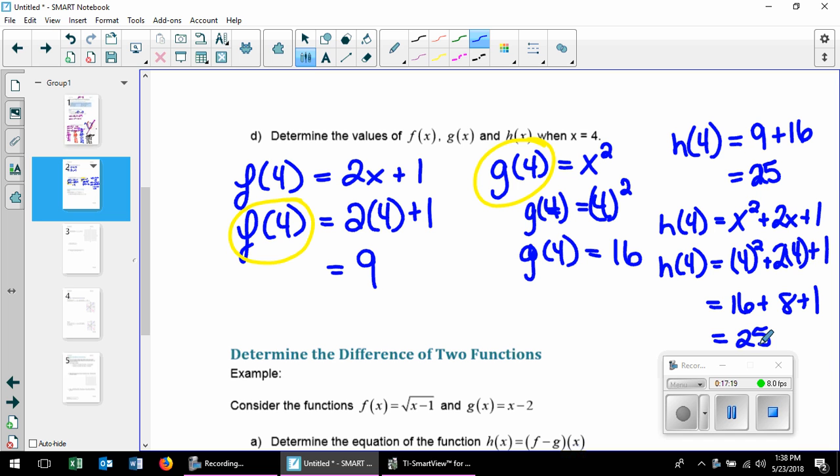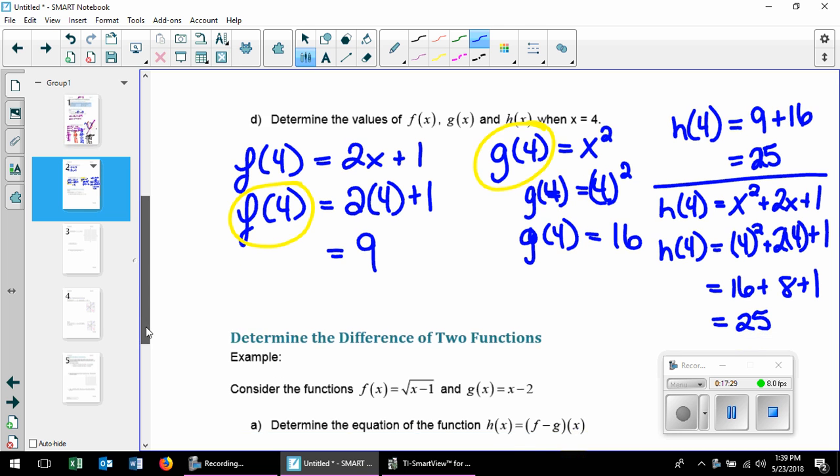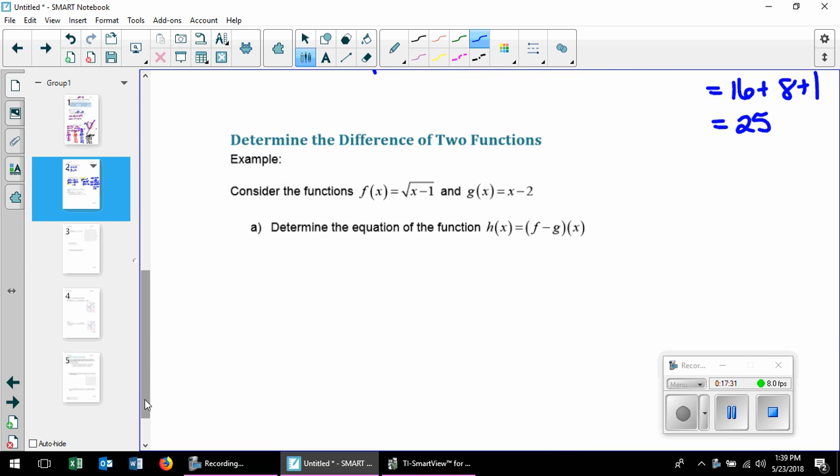So you could do it this way, or if you have the equation, you can just substitute it in there. You're going to get the same answer. Easy peasy. We're done the lesson. We can go home now. All right. This is good.